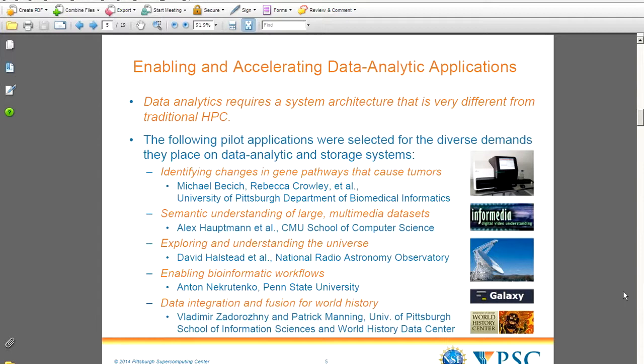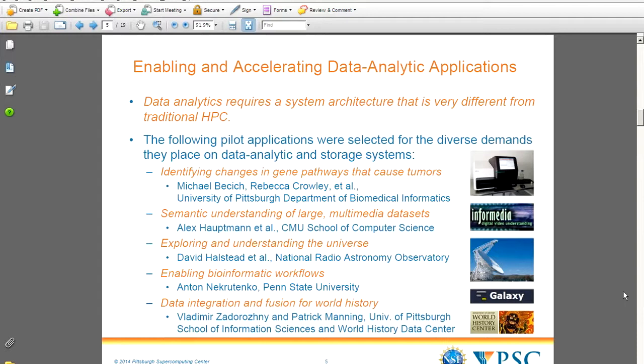So the 5 projects we're looking at initially are here on slide 5. The first is looking at gene pathways that cause tumors. This is looking deep into a data set known as the Cancer Genome Atlas that encapsulates information about a few tens of kinds of different tumors with a few hundreds of samples on each. This work is being done with Mike Bisich, Rebecca Crowley, and a host of others over at the University of Pittsburgh Department of Biomedical Informatics.